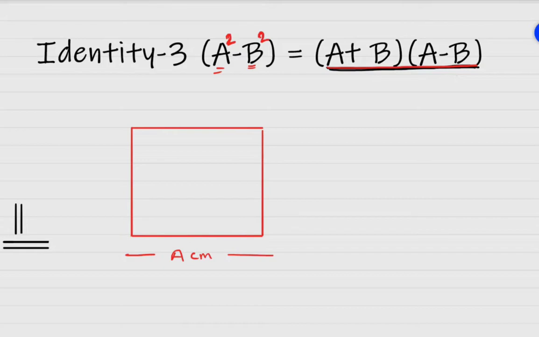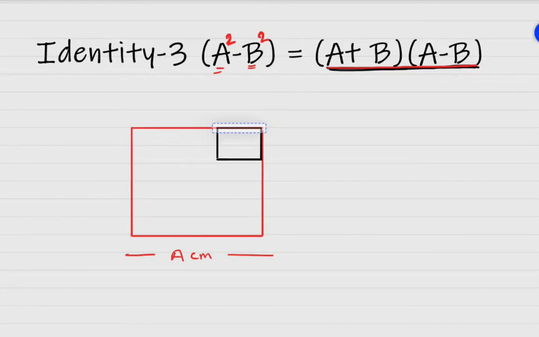Now let us take another square of side b centimeter, and that will be superimposed on this square, and the leftover area will be equal to our a square minus b square. The square we are forming now has side b centimeter.